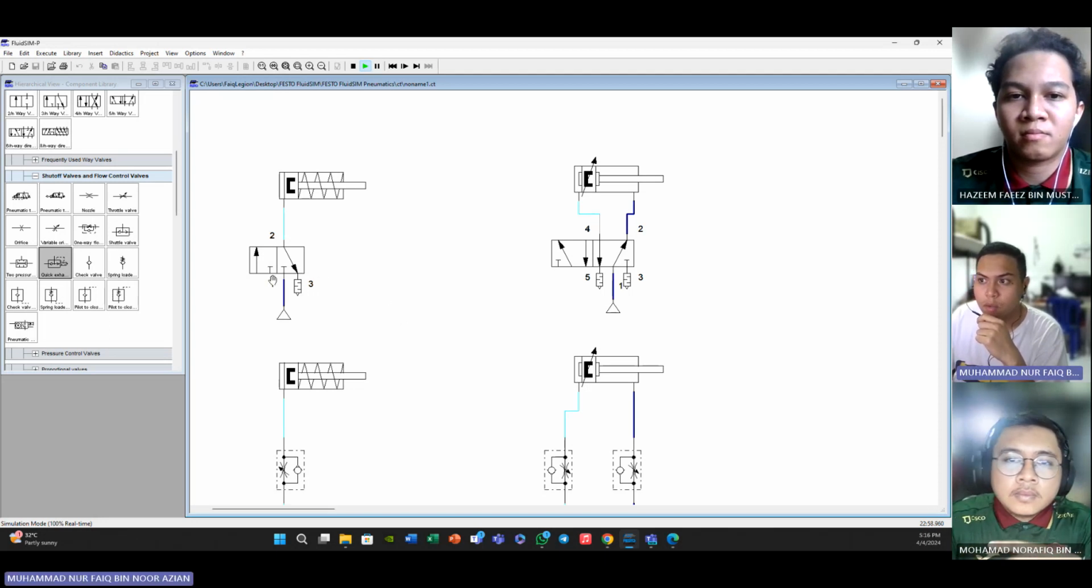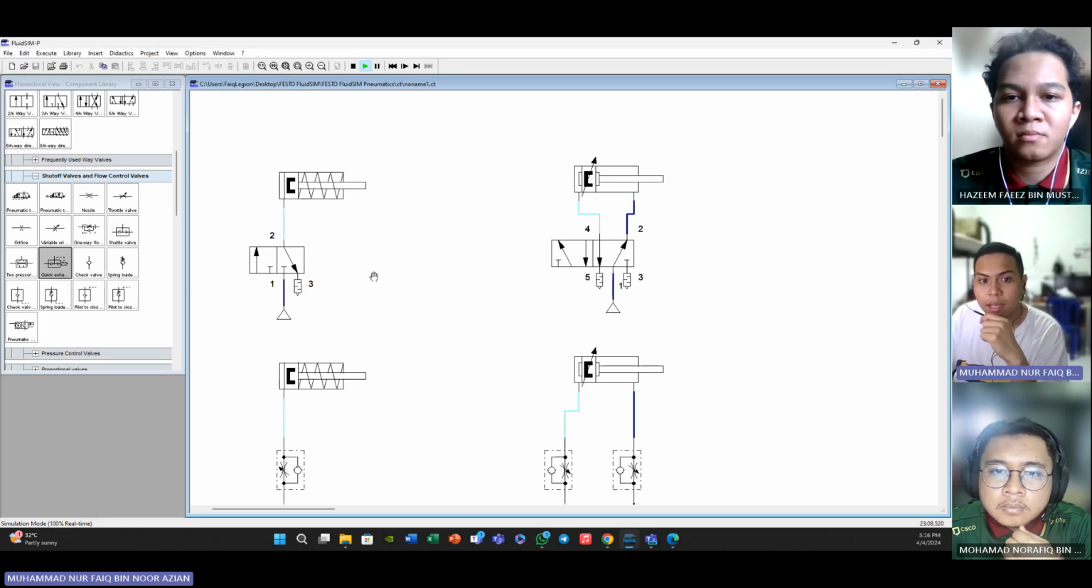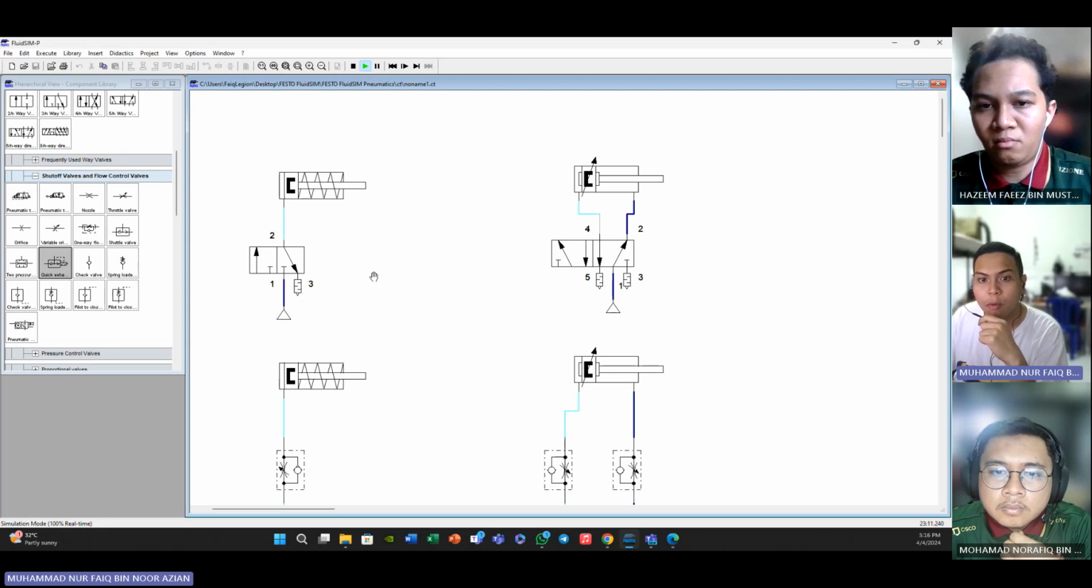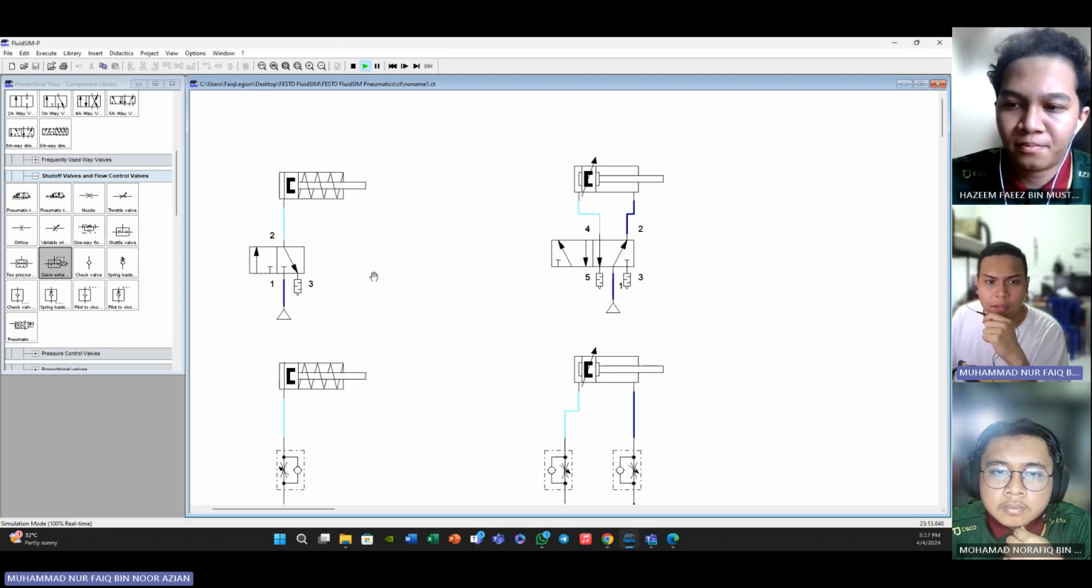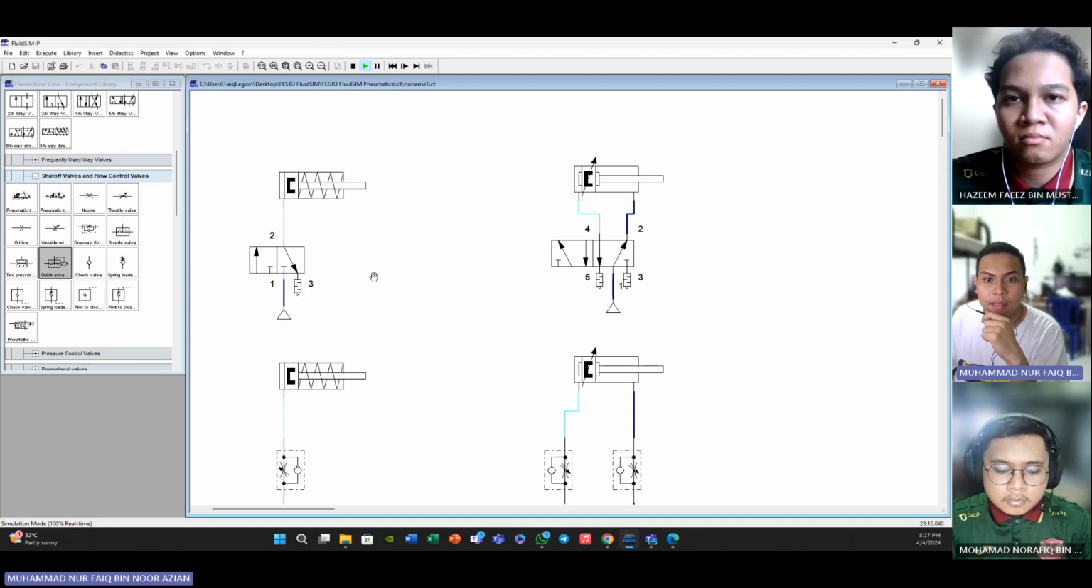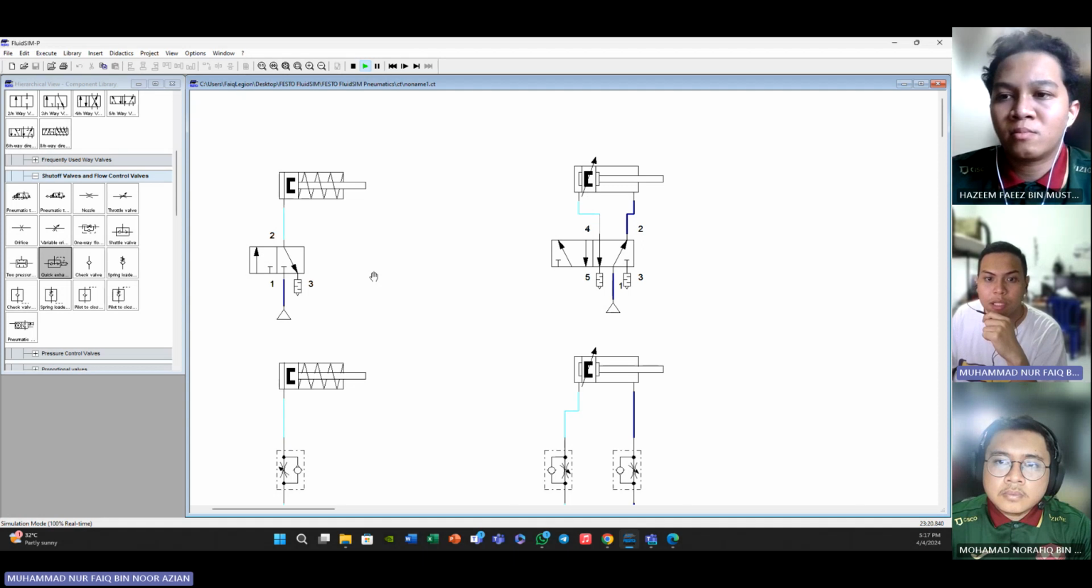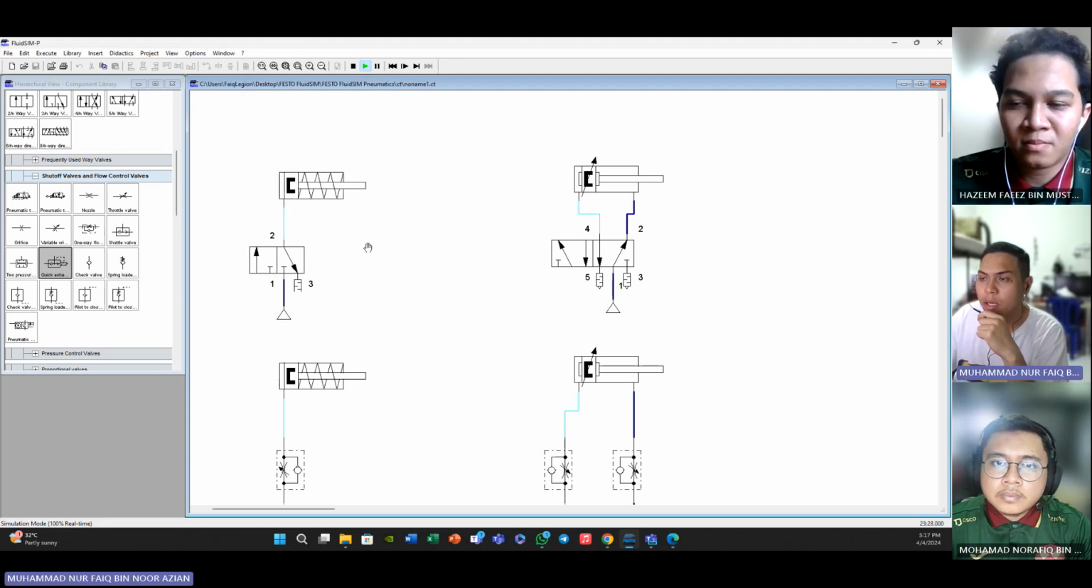Okay, so as you can see here, 1, 2, 3. In a 3/2 way valve, the valve can be in one of two positions, either connecting the pressure inlet to the output port or connecting the output port to the exhaust port. These valves are commonly used in applications where a single acting actuator needs to be controlled, such as in cylinder operation, where extension and retraction are needed. So as you can see here, we can control the inlet and the outlet of the airflow.